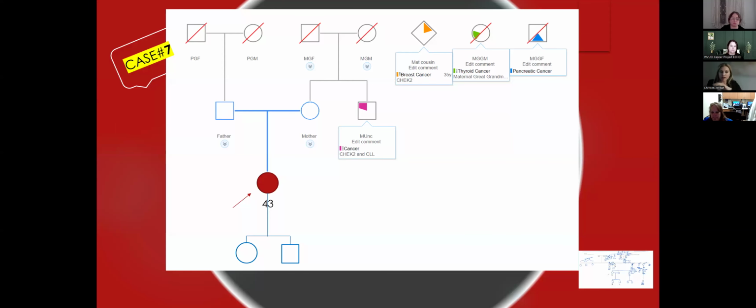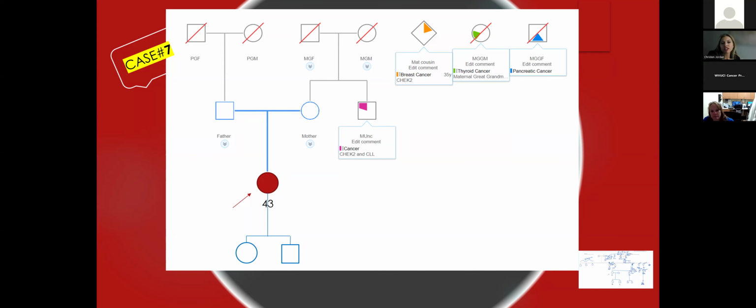This is a patient that I met. She came in for family-based testing. So she was unaffected with cancer at 43. Her uncle had a CHEK2 mutation. He had testing after his daughter had testing. His daughter had breast cancer at 35. She's up there and is the first cousin.